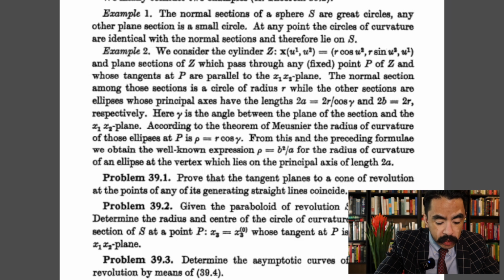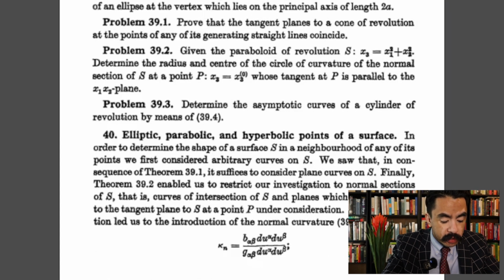From this and the preceding formulae, we obtain the well-known expression rho equals b squared over a for the radius of curvature of an ellipse at the vertex which lies on the principal axis of length 2a. Very interesting. Problem 39.1. Prove that the tangent planes to a cone of revolution at the points of any of its generating straight lines coincide.